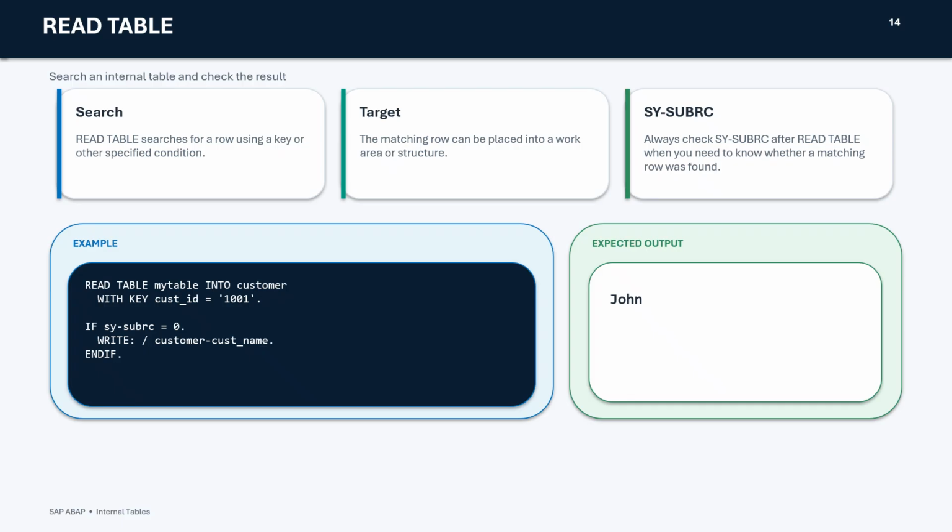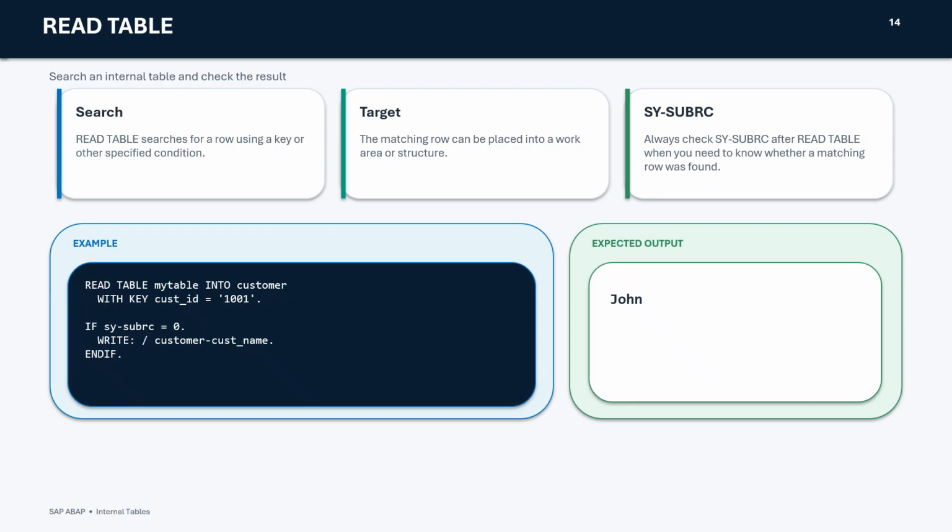Then we can check IF sy-subrc. This is the main system field, and when the above statement executes successfully, then only sy-subrc is 0.